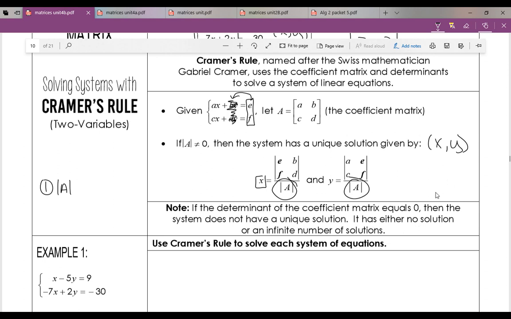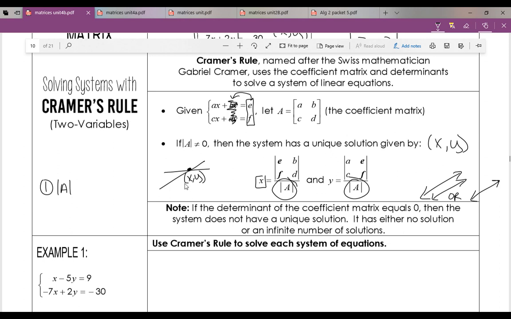It's either no solution, meaning the two lines are parallel, or it's an infinite solution, meaning you have two equations that represent the same line. What we're shooting for is two lines that intersect, and I want that XY point. That's what I want. If my determinant of the coefficient matrix is not a 0, that's what I get.